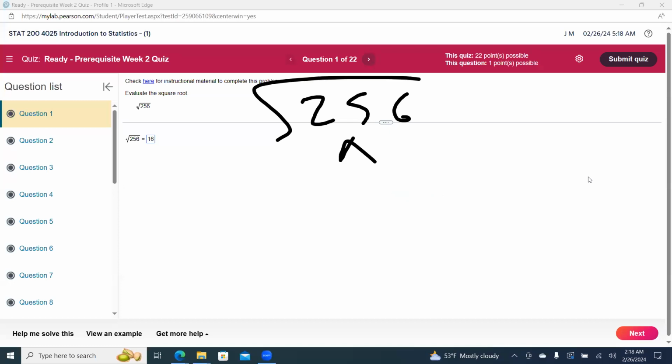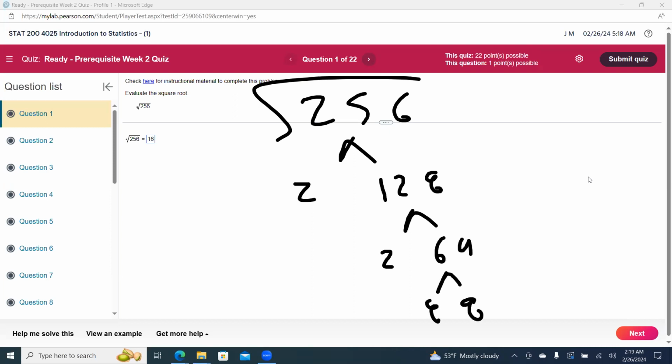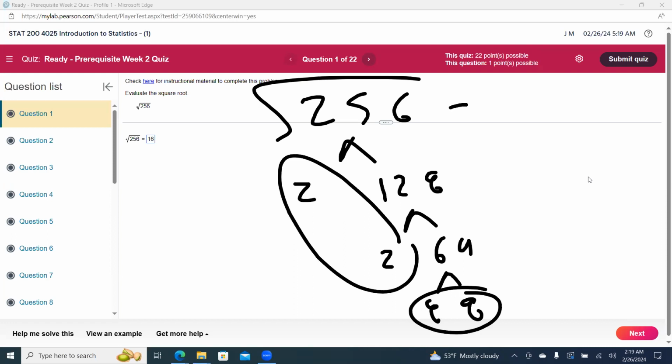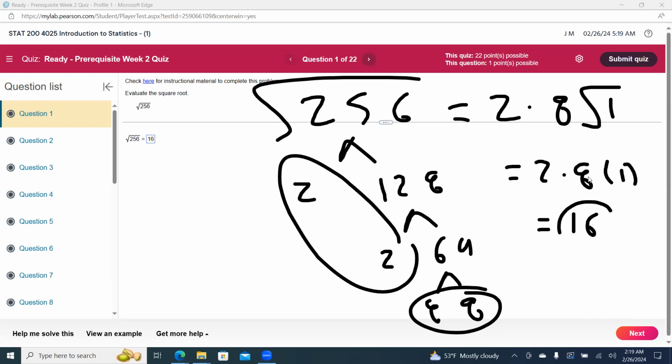Maybe we don't know the answer is 16. What do we write? We can write a 2 and a 128. I don't know if that's any easier, but we can write a 2 and a 64, and then most people know 8 and 8. But remember, if there's a pair with the factor tree, it jumps out as 1. So two 2's jump out as a 2, two 8's jump out as an 8. And then we don't care about this. Technically, there's a square root of 1 left in there, but the square root of 1 is just 1. So it equals 16 is the answer.